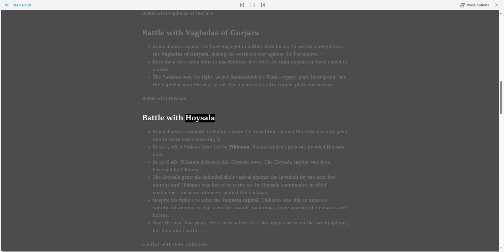Battle with Hoysala. Ramachandra resolved to deploy a powerful expedition against the Hoysalas and spent 2 to 3 years planning it. In 1275 AD, a Yadava force led by Tikama, Ramachandra's general, invaded Hoysala land. In 1276 AD, Tikama defeated this Hoysala force. The Hoysala capital was then besieged by Tikama.